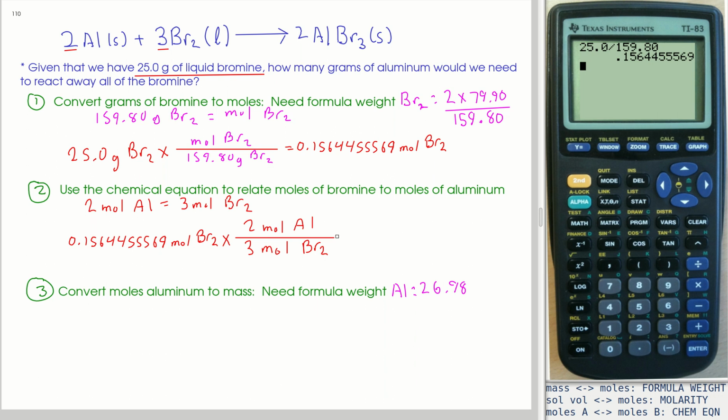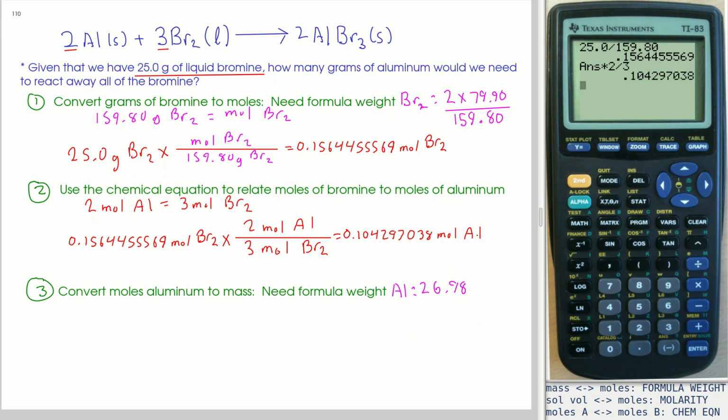And clean this up a little bit, put an equal sign. So in our calculator, we take the number we had in there to begin with, times 2 divided by 3, and we get 0.104297038, and now we have moles of aluminum. So we've converted between the bromine and the aluminum, but we need to weigh out the aluminum, so the number of moles isn't all that useful at the moment.